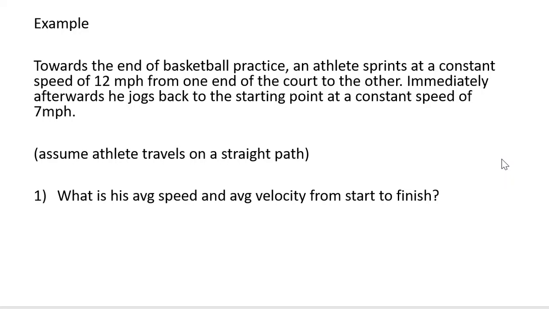So the problem reads, towards the end of basketball practice, an athlete sprints at a constant speed of 12 miles per hour from one end of the court to the other. Immediately afterwards, he jogs back to the starting point at a constant speed of 7 miles per hour. We're going to assume the athlete is traveling on a straight path, so this is going to be a one-dimensional motion problem. And we're asked to solve for the average speed and average velocity from start to finish.